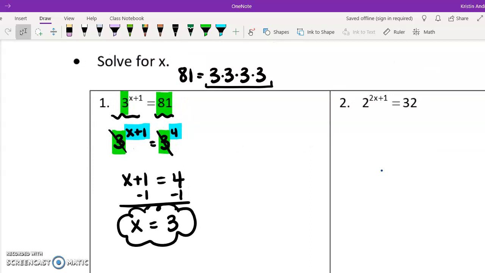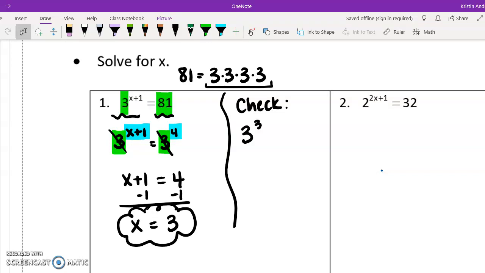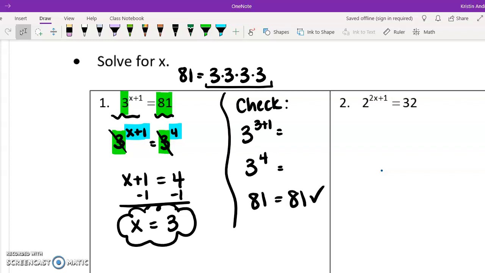So what I should be able to do then, when I go back, you can check these. Obviously, I always say this, but not everybody's going to check. But if you take that 3 and plug it in for the x, you'll get 3 to the 3 plus 1, which is 3 to the 4th, and 3 to the 4th is 81. And so you know you did it right.